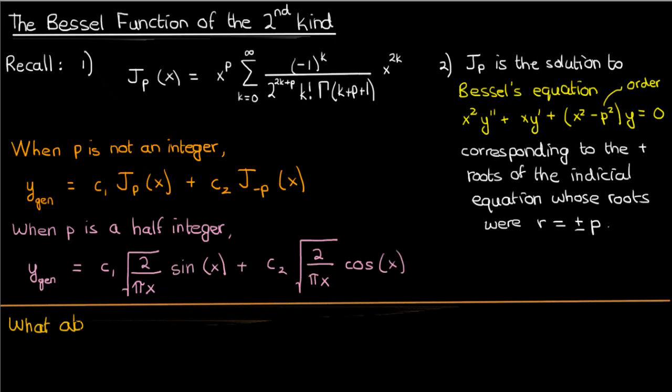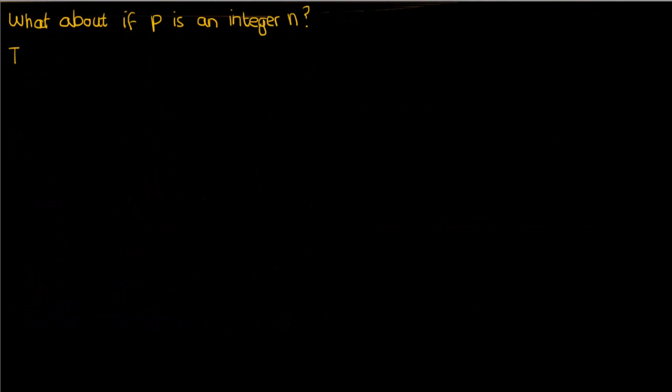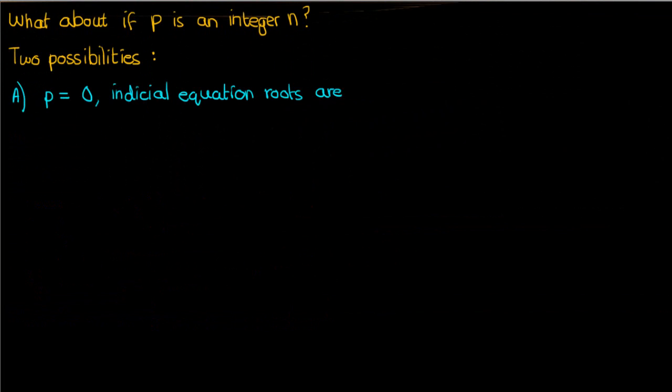Now what happens when p is some integer n, like when it's 0 or some other integer? In that case, you have to consider two possibilities when it comes to finding the second solution to Bessel's equation, which in this case would be the Bessel function of the second kind. The first possibility is when p equals 0, in which case the roots to the indicial equation we solved are repeated.